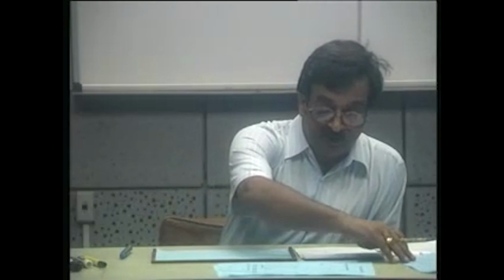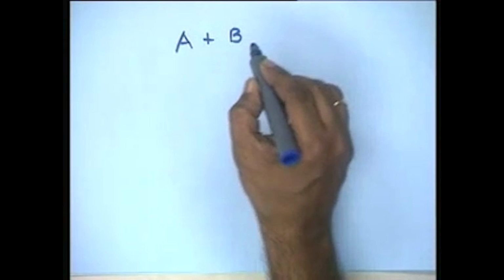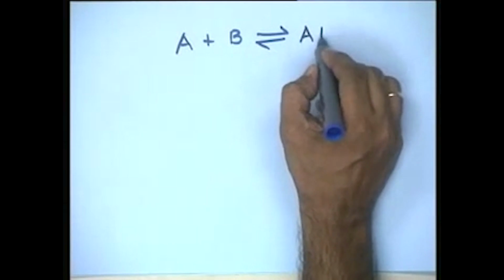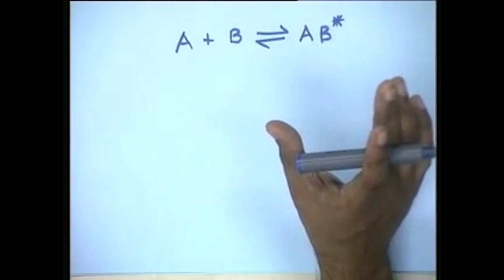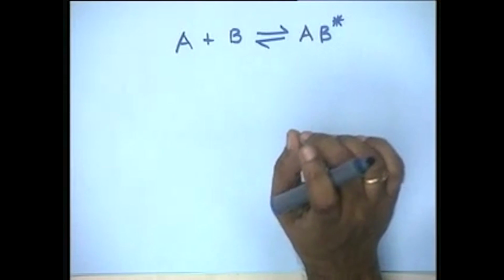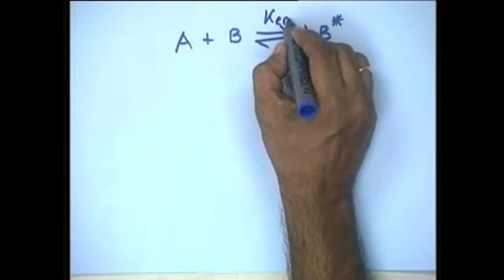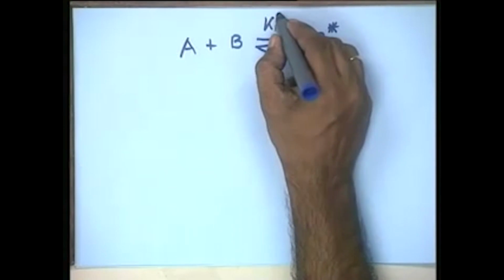Now, if we look a little deeper into the transition state, the formation of the transition state can be described and very easily studied as an ordinary chemical equilibrium process. As I mentioned earlier, the reactant molecules have to pass through a transition state, and the formation of the transition state starting from A and B can be considered simply as a chemical equilibrium process. That means A and B combining to give an activated complex AB star, with an equilibrium constant K equilibrium, or you can put it as K star.